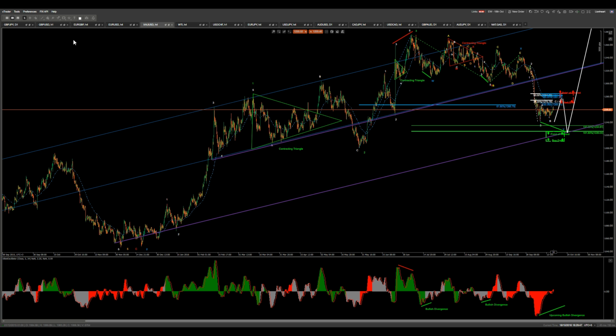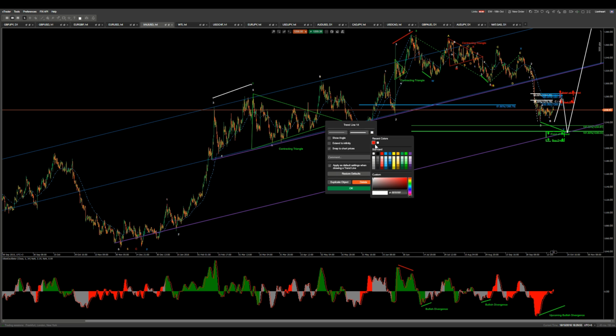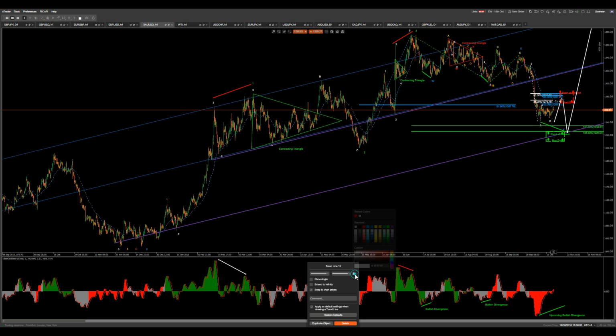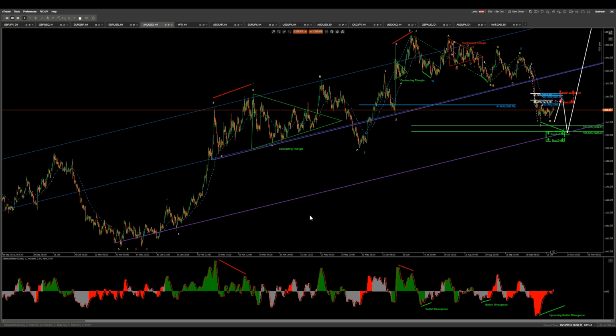Then we have the bearish divergence right here, which I'm gonna mark right now. Let's change the color. All right, there we go. What happened here basically at the end of the fifth wave? Bulls basically ran out of steam, and that's what happened, right? They ran out of steam.